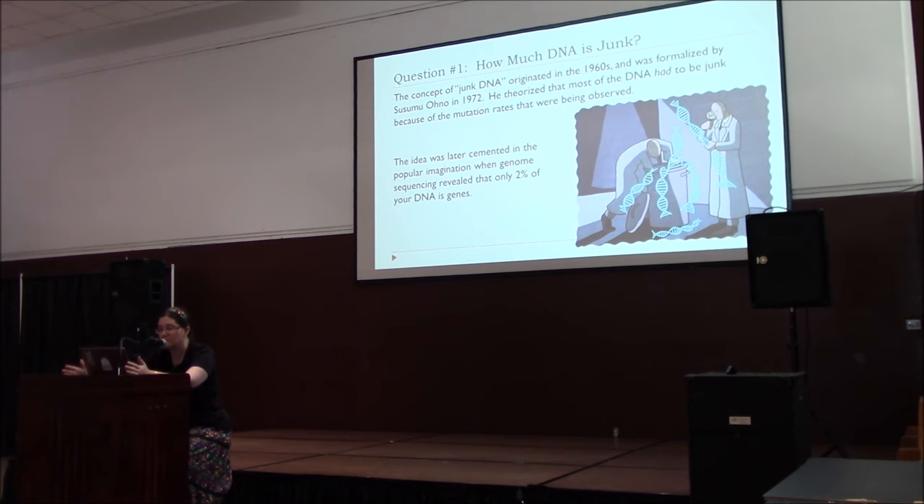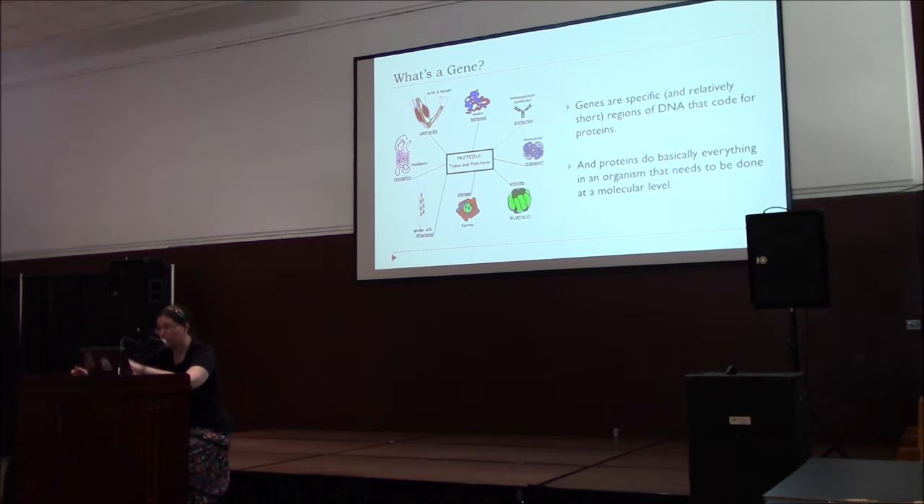But once we sequenced the genome and we realized that only about 2% of your DNA is genes, then the junk DNA idea really got stuck in the popular imagination. So what's a gene? Well, you can think of a gene, as I said before, as sort of a paragraph in that instruction manual. It's a specific and relatively short region of DNA that codes for a protein. And unlike most of my high school students think, proteins are not actually for energy. Proteins are for everything but. So if you need to build something in your body, it's going to involve proteins.